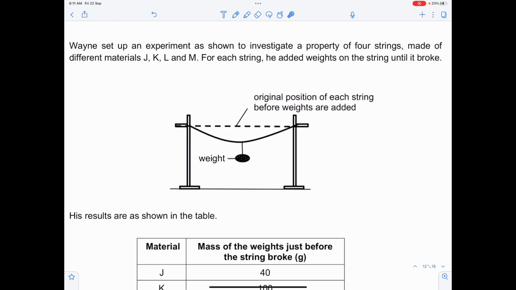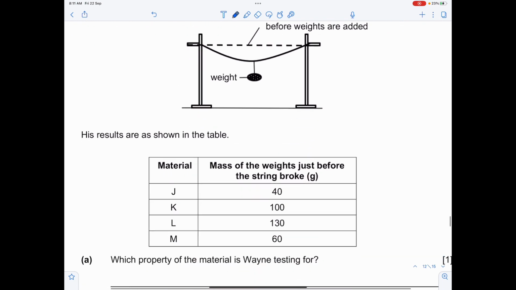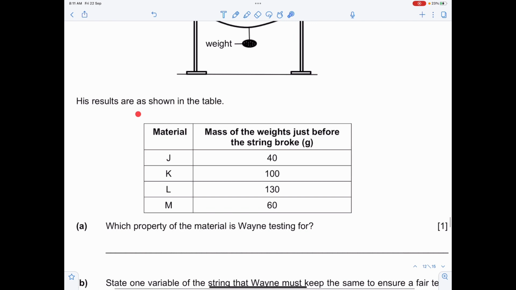Okay? So if you see things like that, straight away you should come to realize that this experiment is actually testing the strength of various strings, the materials that make up the strings. So his results are shown in the table. This is your measured variable, and this is your change variable.